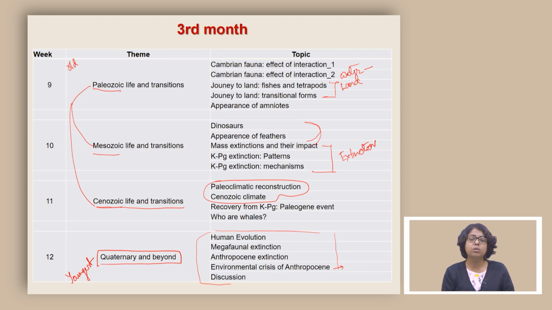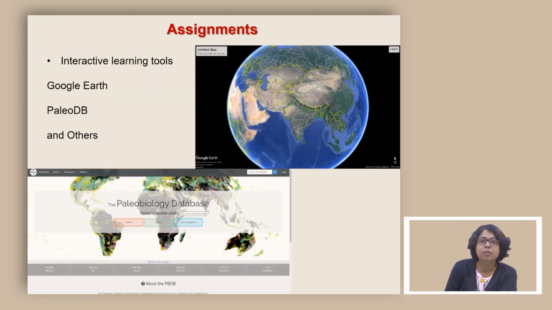Now we are going to focus in a little bit more detail on different aspects of this course. The course has an integral part of assignments, and for many of these assignments we are using interactive learning tools such as Google Earth, PaleoDB and many others. So I'll just briefly talk about Google Earth. Google Earth is an open access app where you can look at the globe and rotate the globe, you can find a particular spot, you can do a lot more self-learning using this particular app.